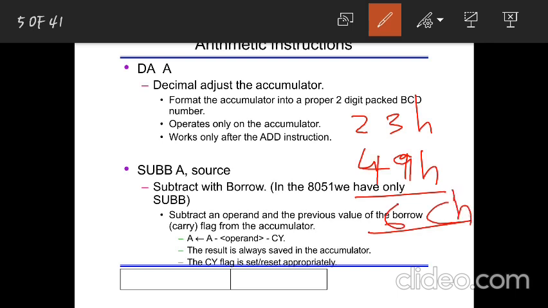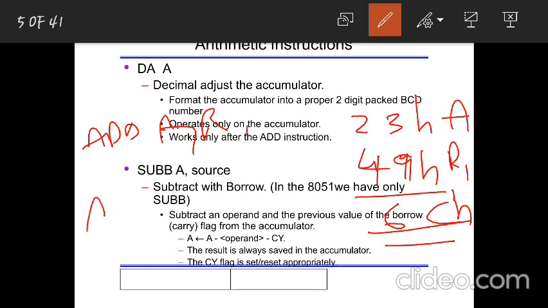For this, first I'll load 23 into A and load 49 into R1, and then I'll write ADD A, R1. After adding, 6CH will be in the accumulator after execution. But this is binary addition.